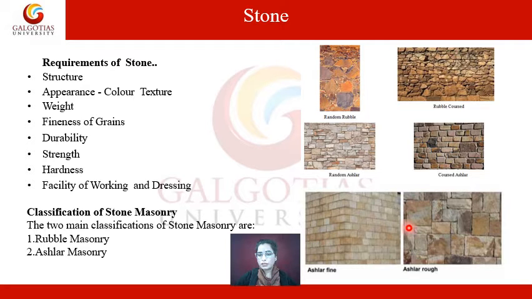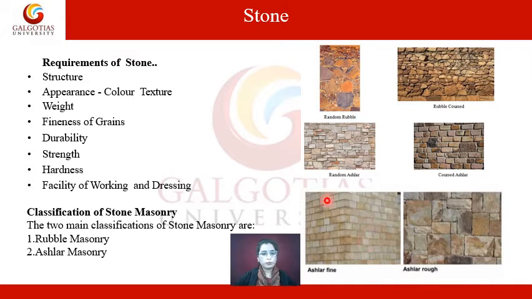And this is an example of ashlar rough masonry. So clearly you can compare these two examples, ashlar fine and ashlar rough masonry. Here you can see there are no even courses. And in the ashlar fine masonry we can clearly see even courses at each stage of the ashlar masonry.